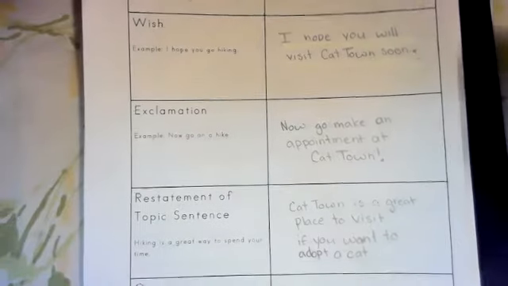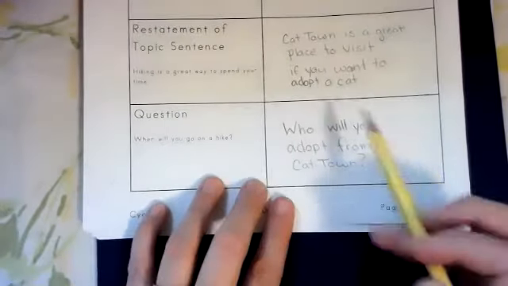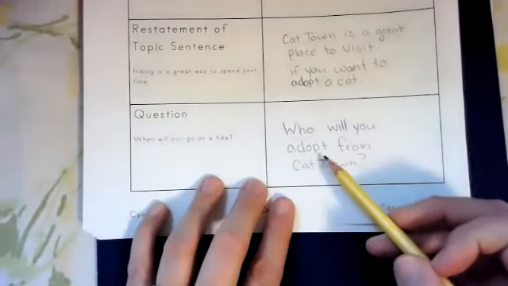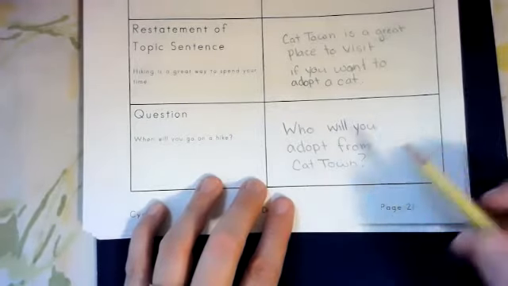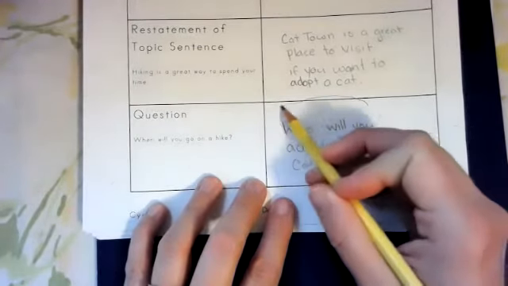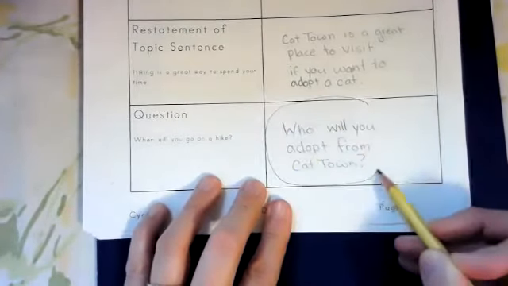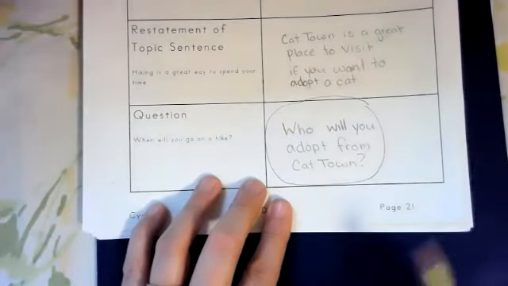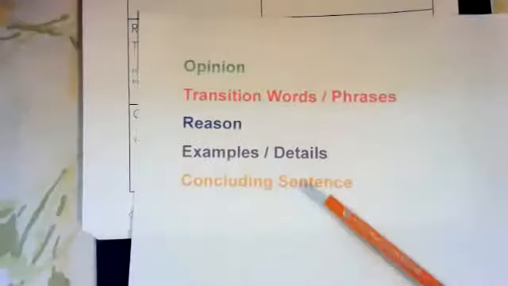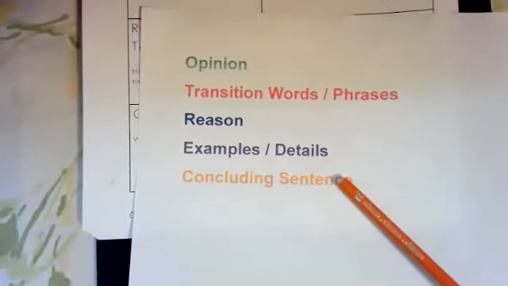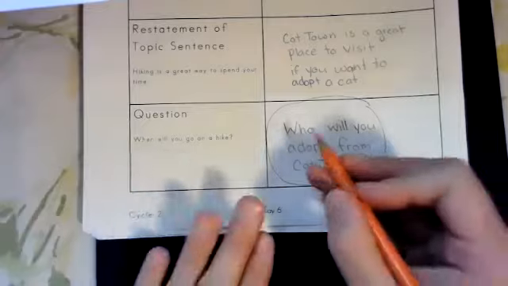And I really think that my readers will really appreciate, I really kind of like this one here. Who will you adopt from Cattown? Because I remember I'm trying to get the people who are interested in adopting a cat. So I think if I end in this question, I might get their attention. So I'm going to circle that one to show that's what I want to do. And I'm going to underline it in the orange to show that this is going to be my concluding sentence.